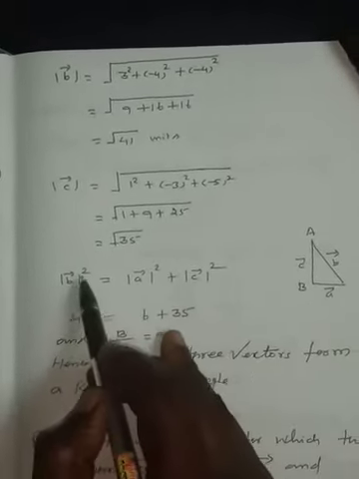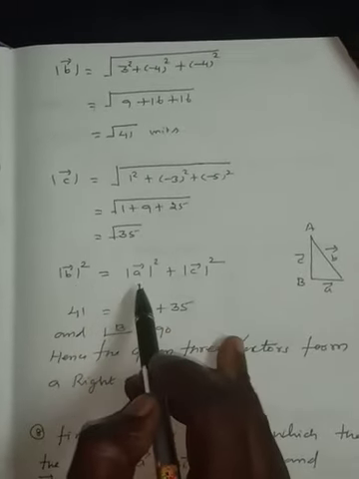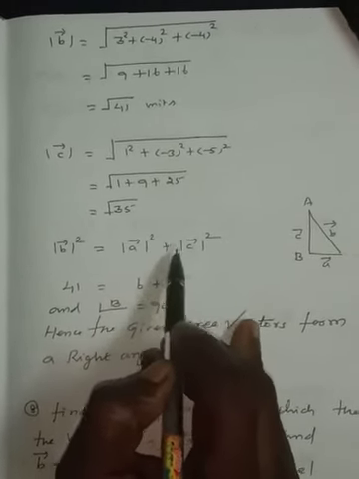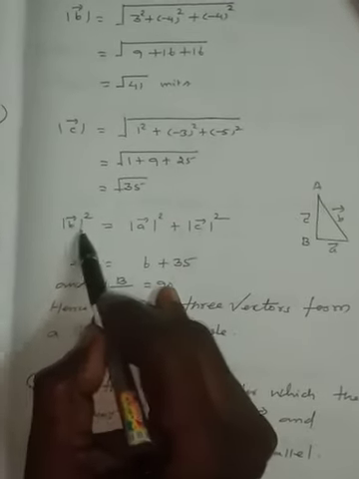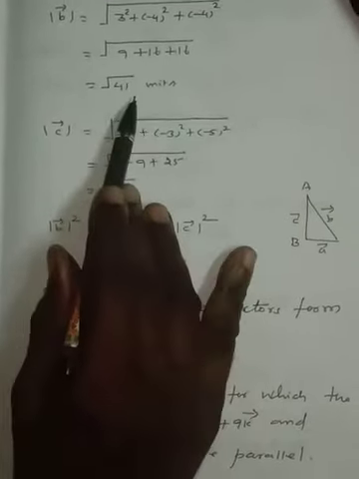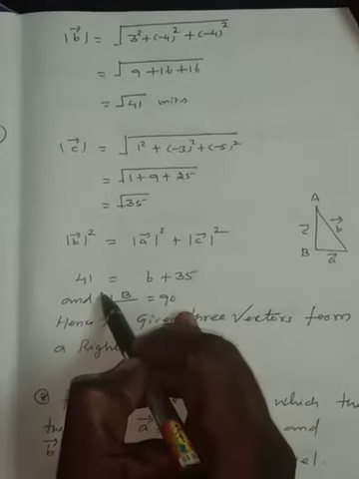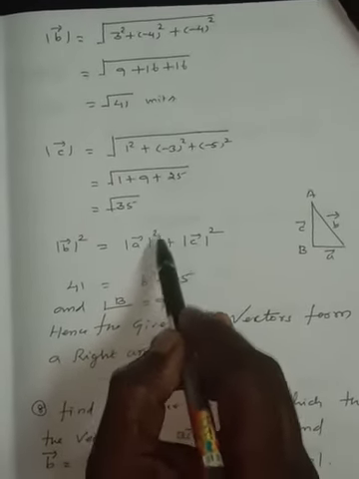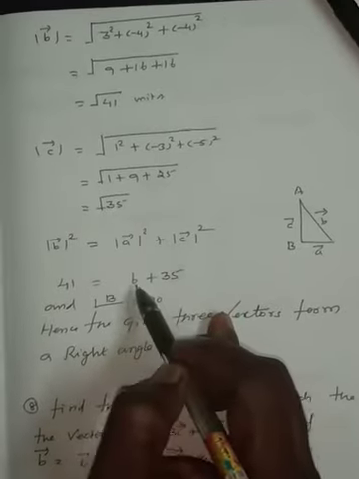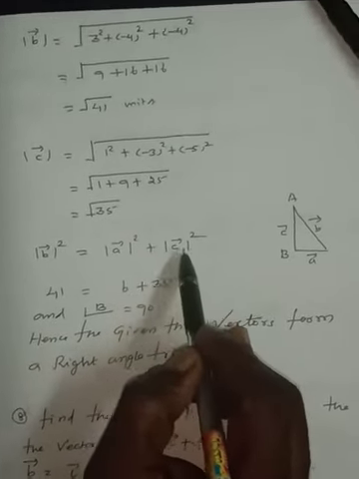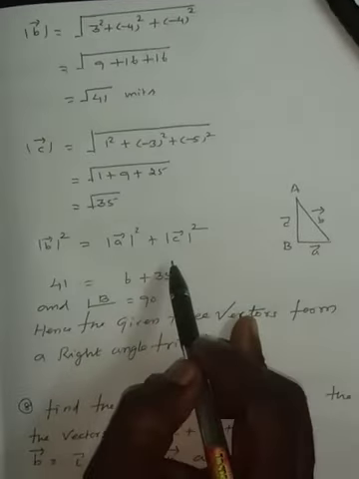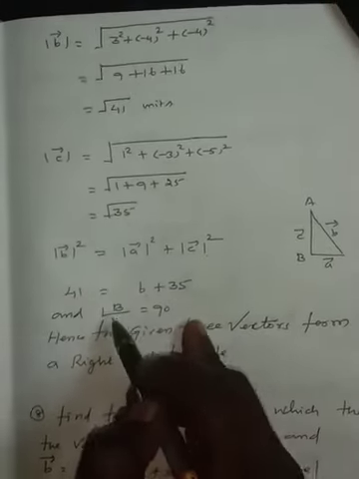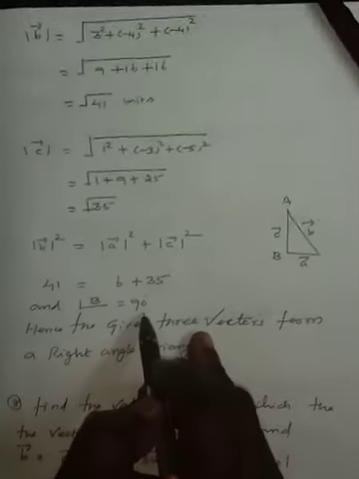Now, the magnitude of b vector whole square is equal to the magnitude of a vector whole square plus the magnitude of c vector whole square. The magnitude of b vector whole square is root 41 whole square, which is 41. The magnitude of a vector whole square is root 6 whole square, which is 6, plus the magnitude of c vector whole square, root 35 whole square, which is 35. Now, the angle B is equal to 90 degrees.